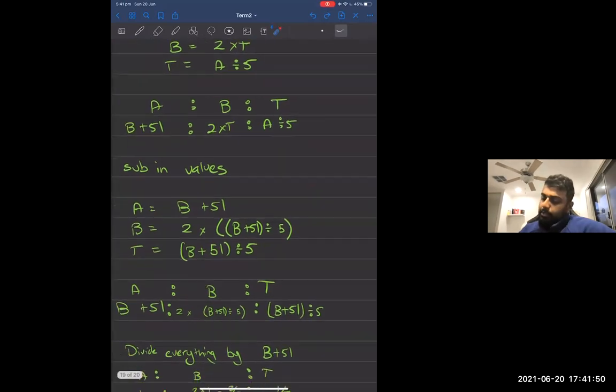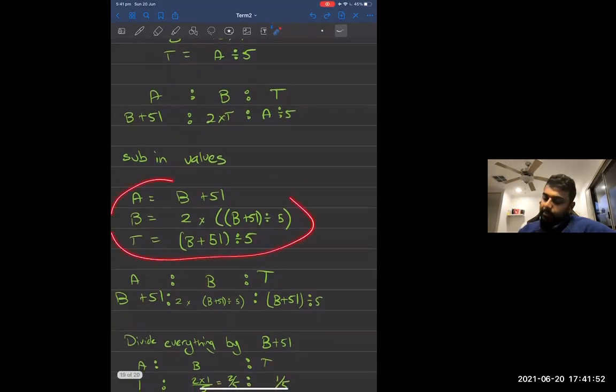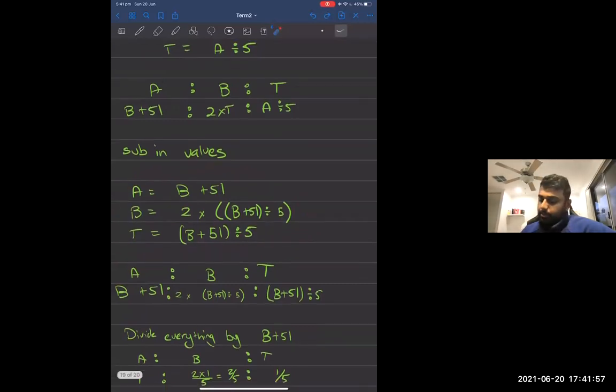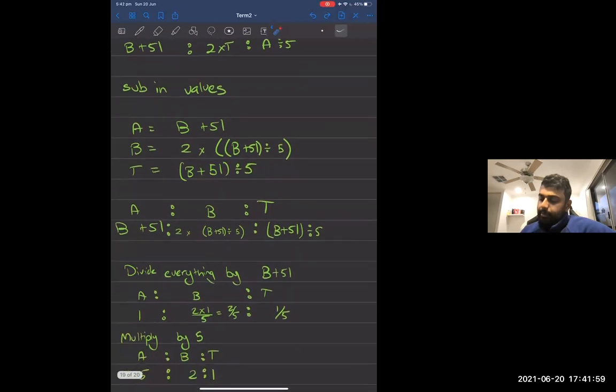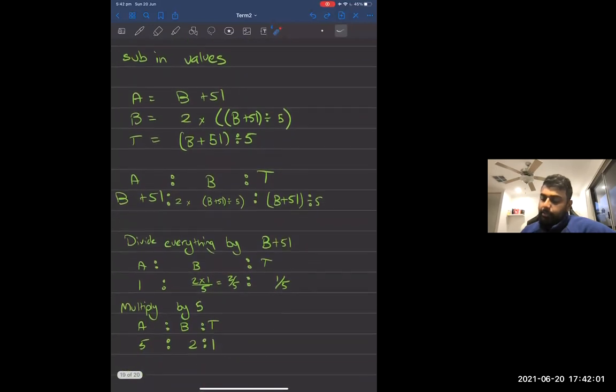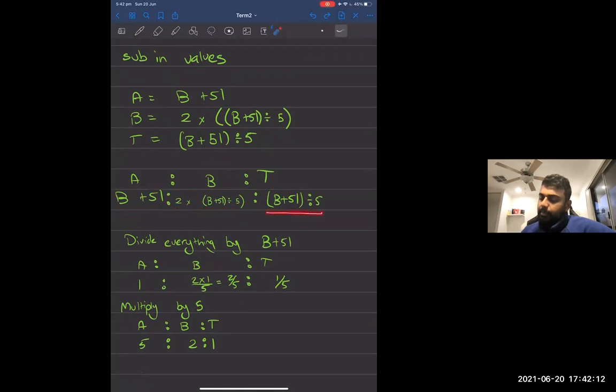Does everyone understand this part here when you sub in the values? Because that's the one they're most confused about. Okay, good. Now you rewrite the ratio. So now we have A is B plus 51, B is 2 times B plus 51 divided by 5, and T is B plus 51 divided by 5. Does everyone understand?